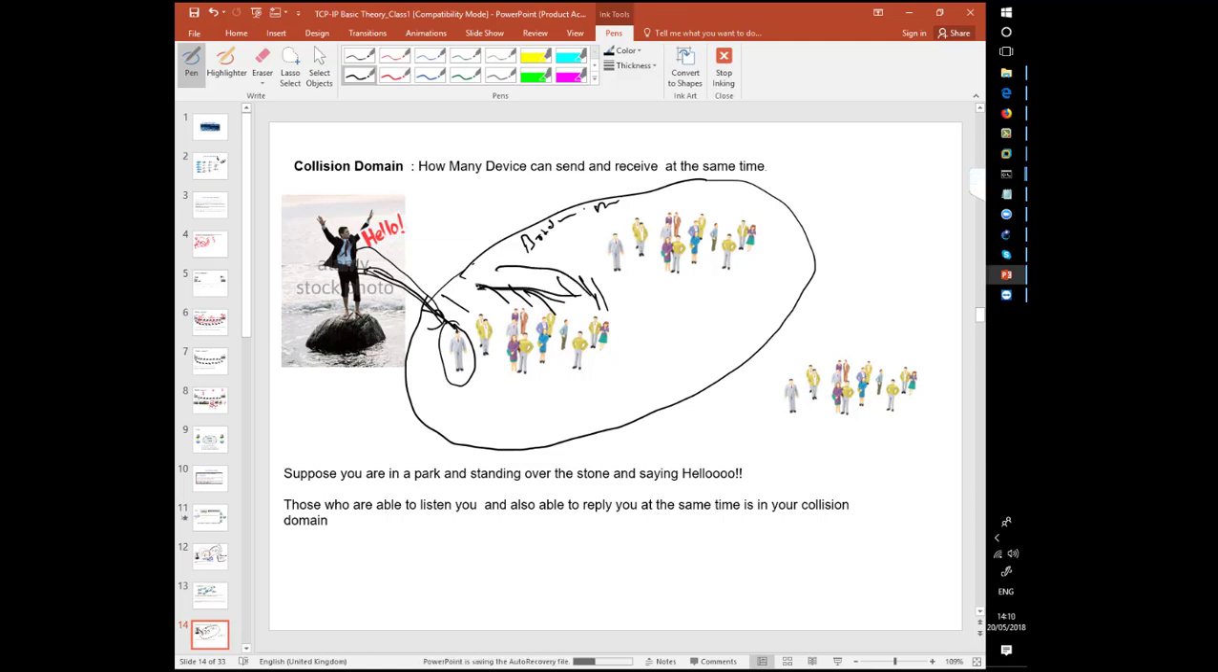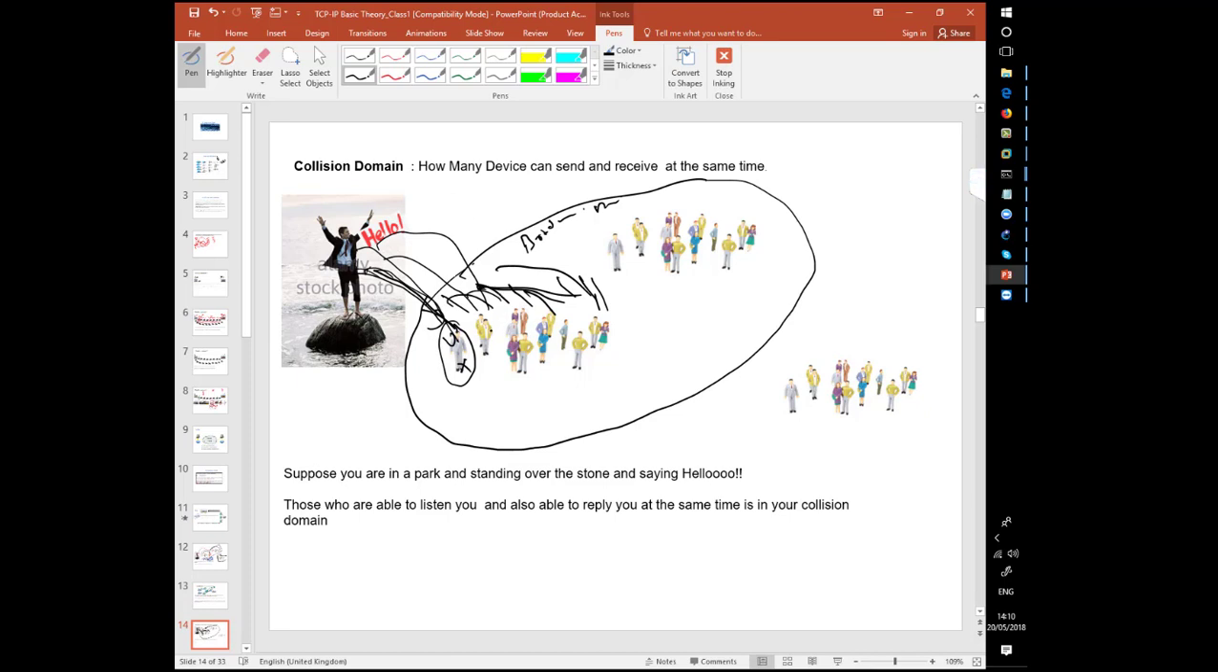These all people are also speaking at the same time, but you are not able to reply to them because everybody is speaking at the same time. You reply to him first because this guy is very near to you, right? After finishing the communication with him, maybe you are able to speak with the others one by one, right? You cannot speak with everybody at the same time, right? So collision domain is how many devices will communicate with each other at the same time, right?